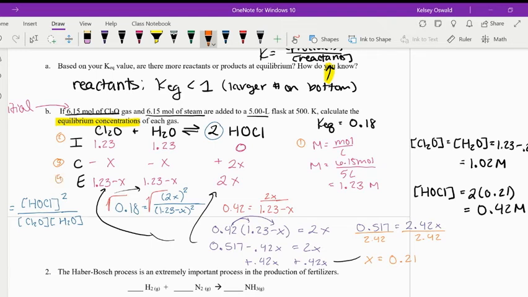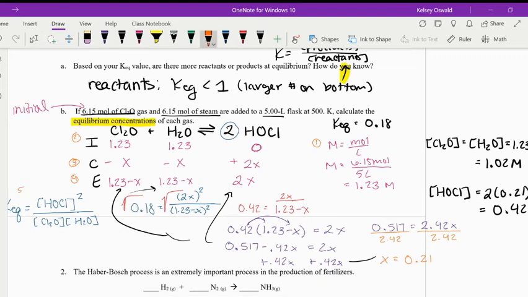Add your initial interchange row to see how much you have at equilibrium. And then since we have no other way to solve for x, that's our hint. We need to write the equilibrium expression. We do that algebra, we solve for x, and then once we get x, we plug that back into our equilibrium row. So that one was a little long.